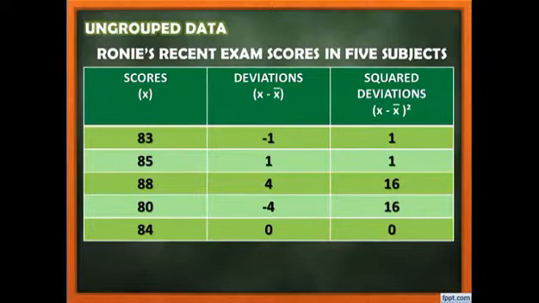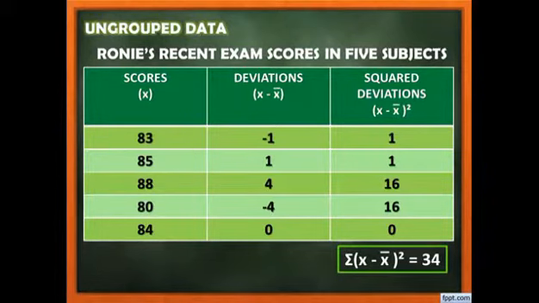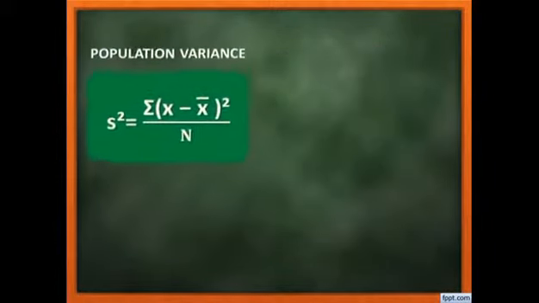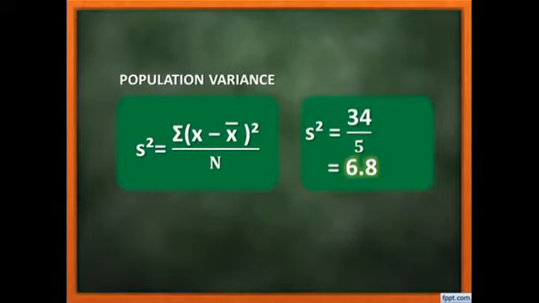Values of the squared deviations to get its summation. Now, proceed to the formula. Substitute the value we obtained and we get the answer of 6.8. Now, how about for the grouped data?